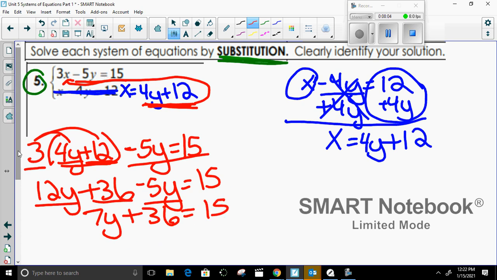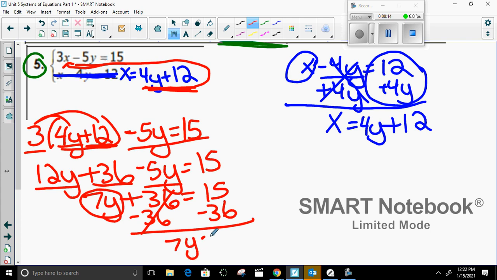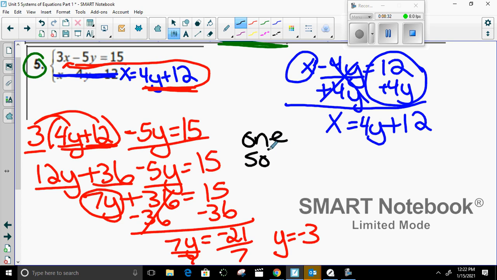So now this should be easy. You're getting y by itself. You cannot touch 7 until you get rid of the plus 36, so minus 36. So 7y equals, what is that, negative 21? Divide both sides by 7. Negative 21 divided by 7, y equals negative 3. Remember, if you get one of your variables to equal a number, you know it's got to be one solution.